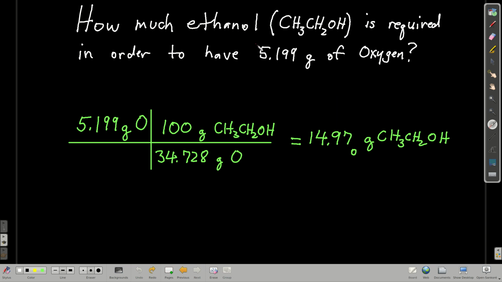So let's say we wanted to find out how much ethanol you need in order to have 5.199 grams of oxygen. Well, to get 5.199 grams of oxygen, we just use the conversion factor that involves oxygen and ethanol from what I just showed you. Making sure the units cancel, we see that we have to have grams of oxygen in the denominator, so that puts grams of ethanol in the numerator. Work this out. Remember the hundreds exact. 4 sig figs from here. Get about 14.97 grams of ethanol required to have that many 5.199 grams of oxygen.